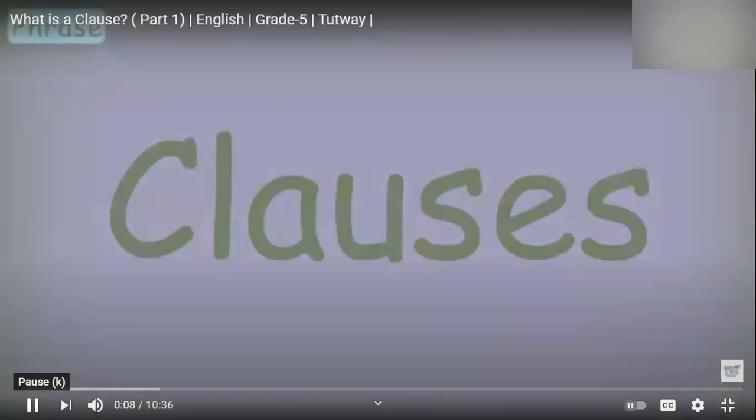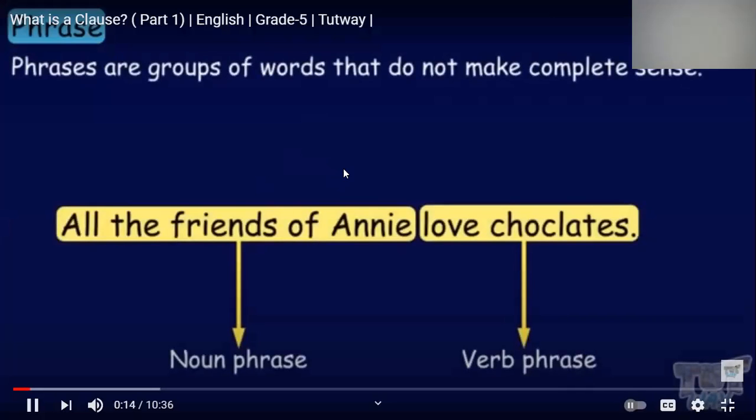So let's start. We have already learned that phrases are a group of words that does not make complete sense. So in this video, we're going to know what is clause. This teacher is going to start by talking about the phrase. Then, what is the phrase? What kinds of phrases are there in English? And what is the clause in the sentence? What is the difference between the three: clause, phrase, and sentence? So, focus with her.